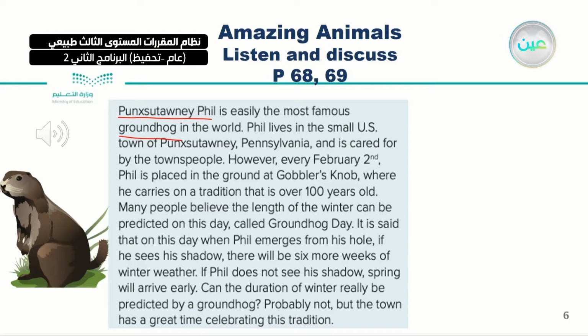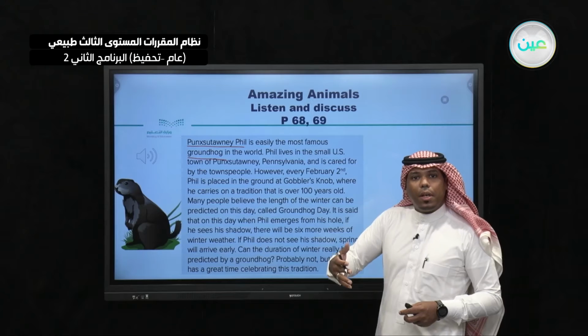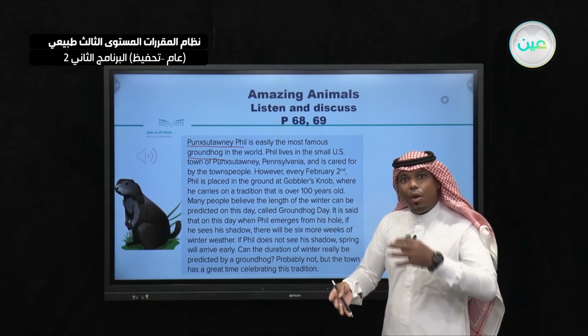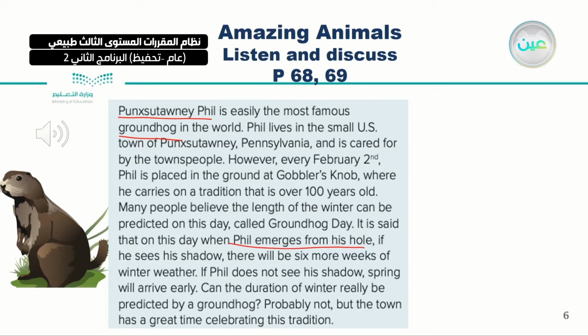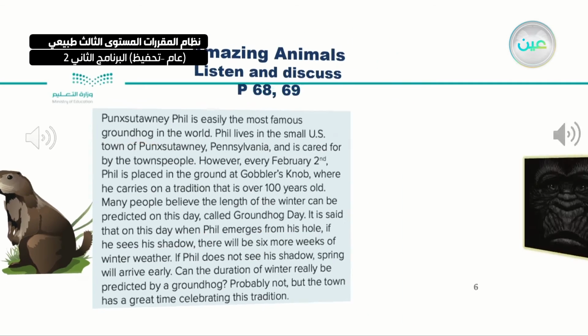Here, as you can see, on this day when Phil emerges from his hole, if he sees his shadow, what will happen? There will be 6 more weeks of winter weather. So they start to know if the winter is coming or not. When Phil goes out from his hole and he sees his shadow, here we will have about 6 more weeks of winter weather. Very good. Now let's move to the second one.